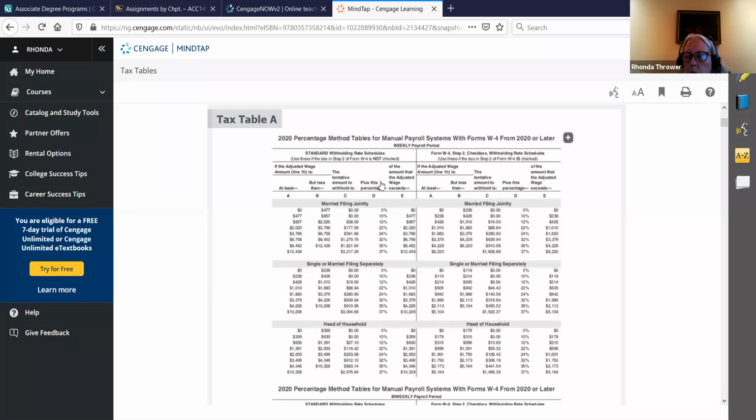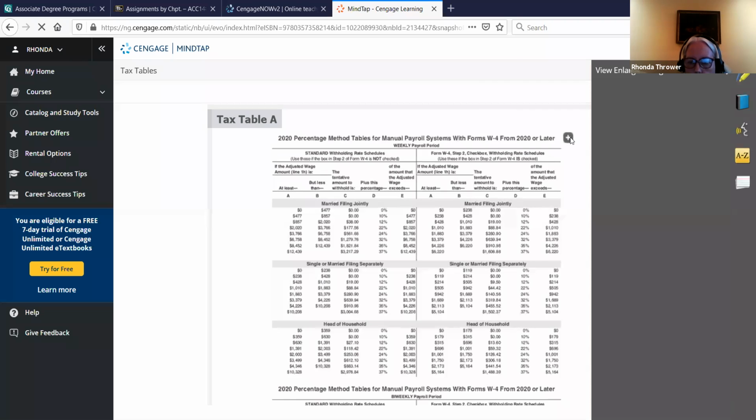And what we have to do is find where our wages fall for this second employee. The second employee's salary was $1,910. So first of all, I've got to figure out his marital status, which is single. I'm going to go to this table right here for single or married filing separately. And what I would do is look for where my salary falls between these two amounts here.